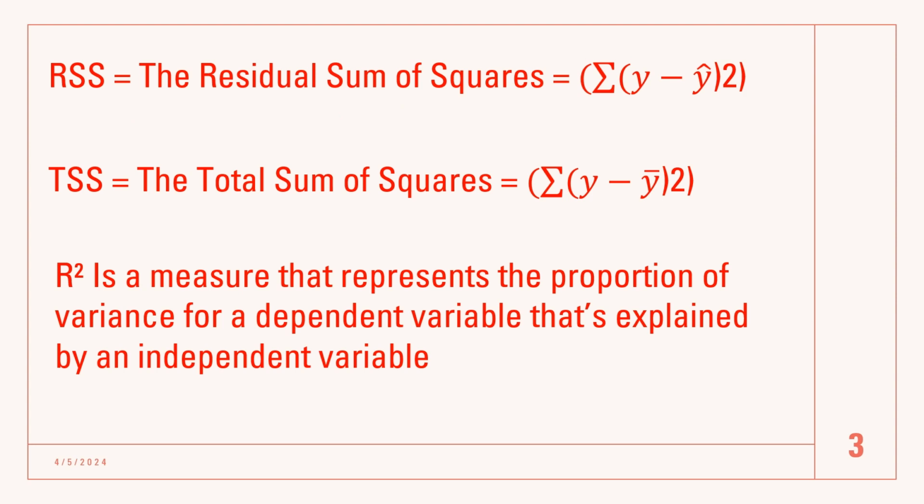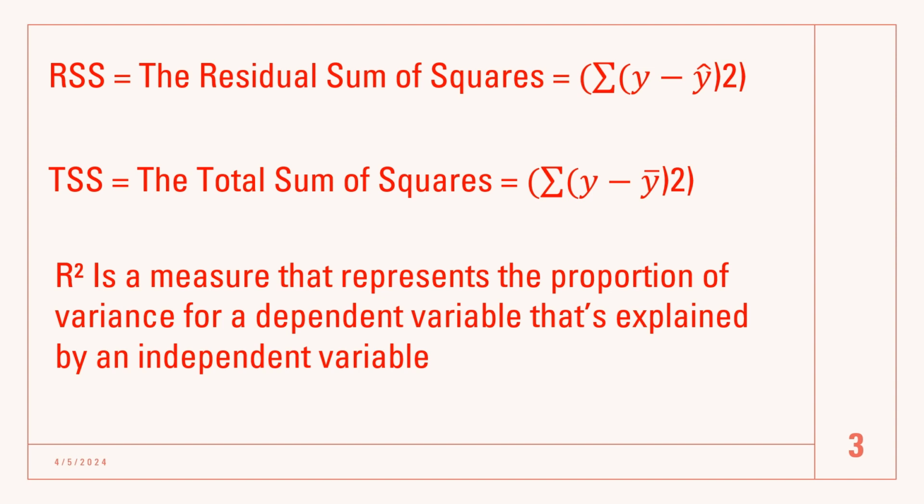So first, a few things to know. RSS is equal to the residual sum of squares, which is the sum of the y value minus y hat squared. TSS is the total sum of squares, which is the total sum of y minus the mean of y squared.